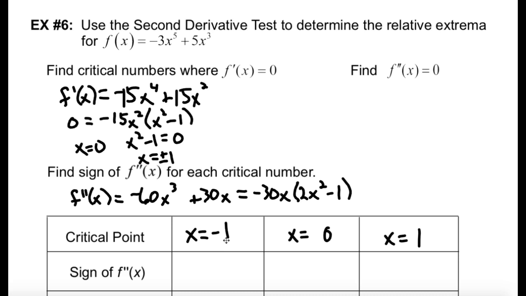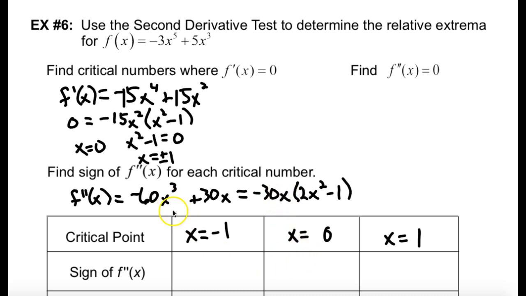All right? So, if I plug negative 1 into my second derivative, right, I can see, actually let's start with 0. Let's do 0 first. If I plug 0 in, this will be 0, 0, minus 1. So I get 0.